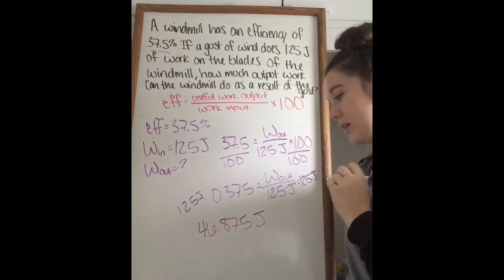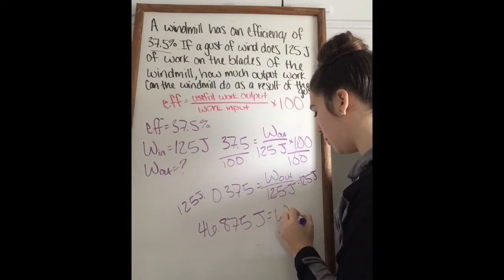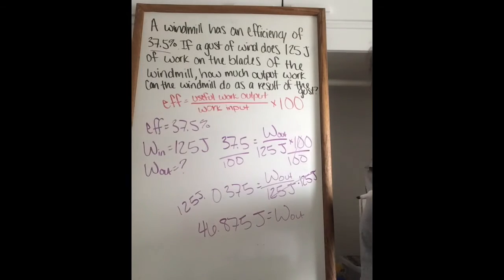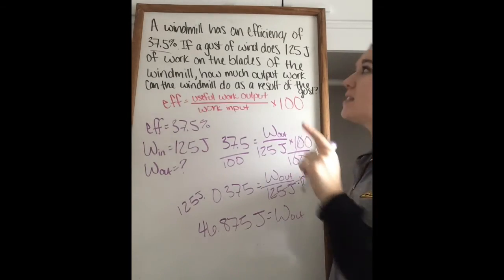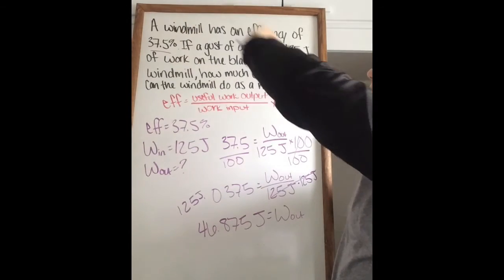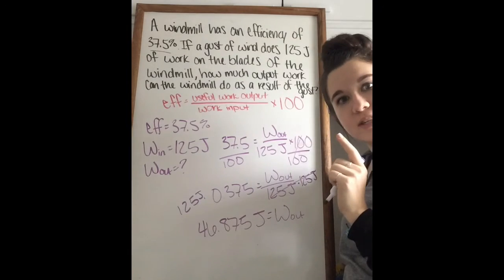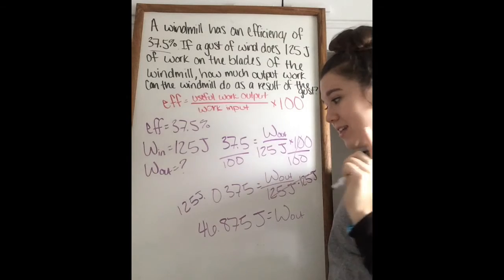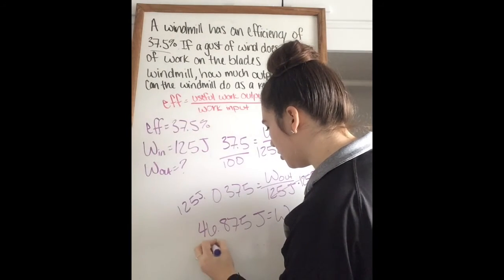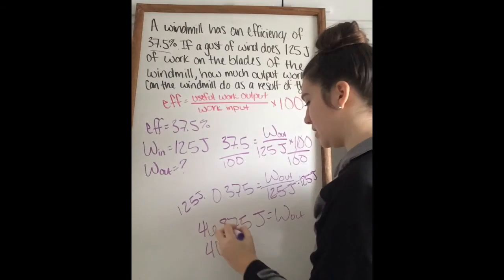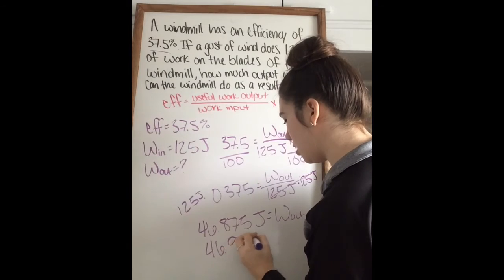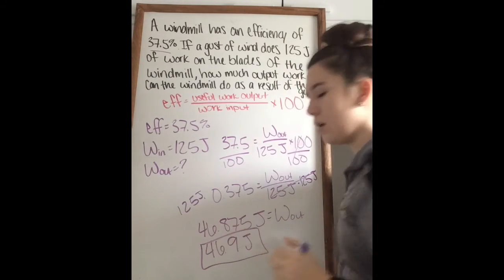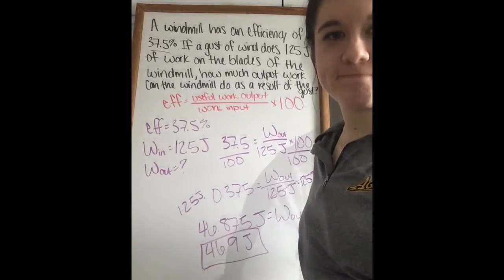And that's joules because it's my output work. Okay. Sig figs. 37.5% has 3 sig figs. 125 joules has 3 sig figs, so my answer needs 3 sig figs. So we're going to end up with 46.9 joules for my output work.